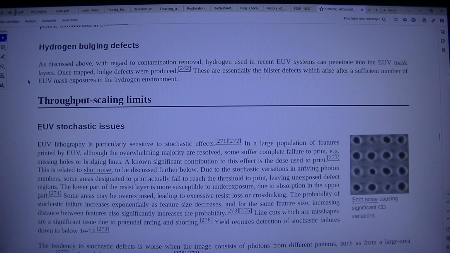Throughput scaling limits. EUV stochastic issues. Shot noise causing significant variations. Lithography is particularly sensitive to stochastic effects.